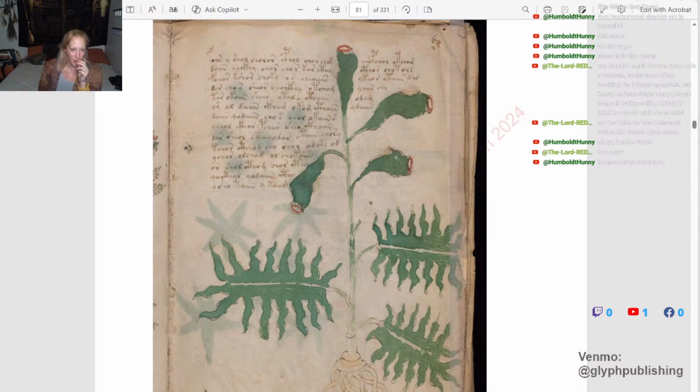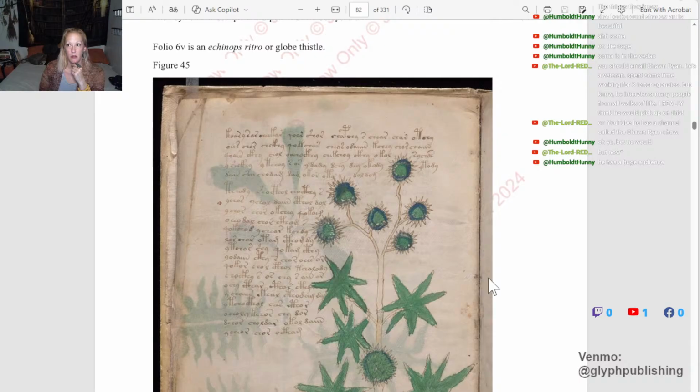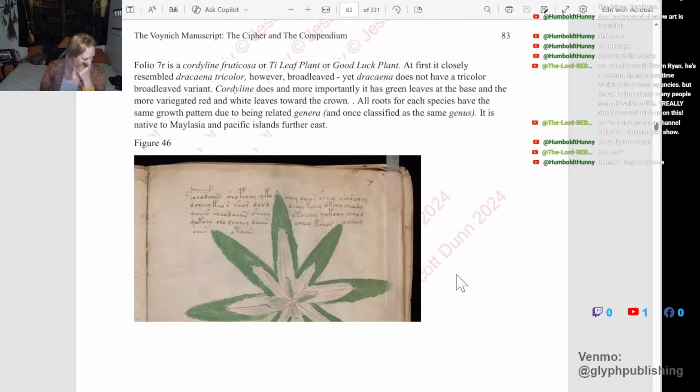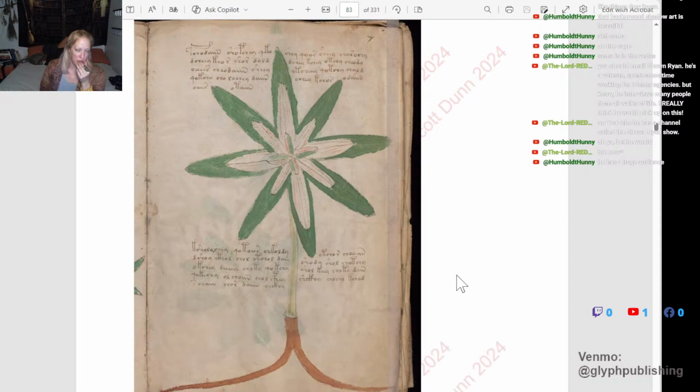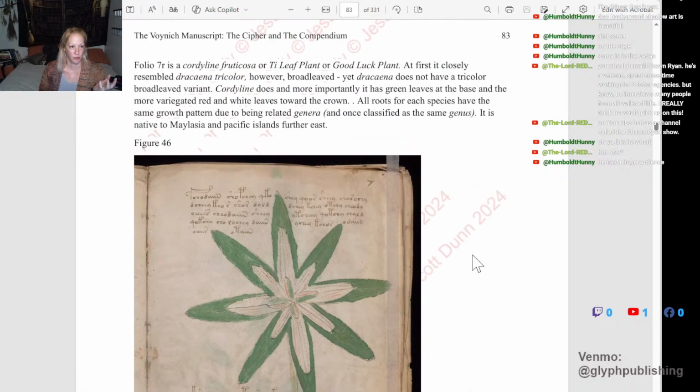Anyway, let's move forward. Alright, so this is Himalayan balsam. This is Echinops ritro, or globe thistle. This is one of my favorites. This is actually an aerial view of the plant. Okay, it's a shrub or a tree. It's Cordyline fruticosa, or ti leaf plant.